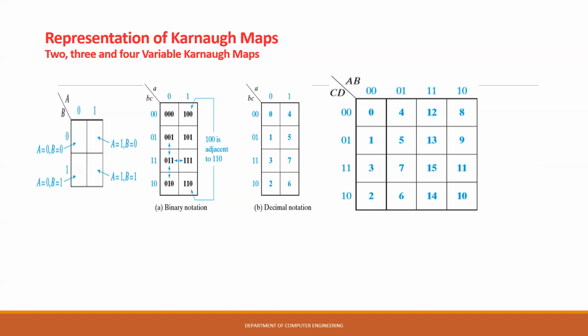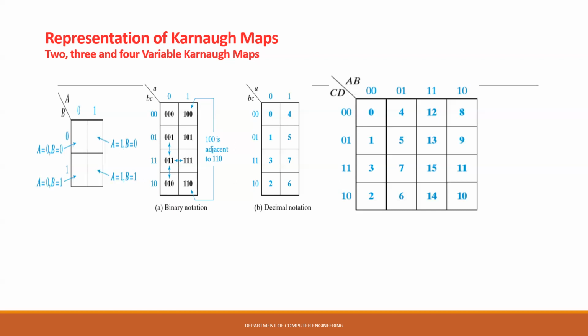Now let us start from the 2-variable Boolean expression or 2-variable K-map. The 2 variables are labeled as variables A and B. For 2 variables, 2 raised to 2, 4 cells are required. The K-map is represented by using 4 cells, and these 4 cells are labeled by using decimal numbers as well as by using digital logic.